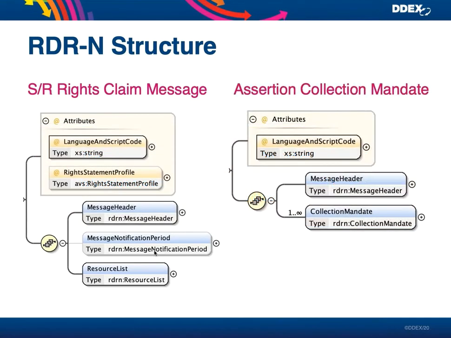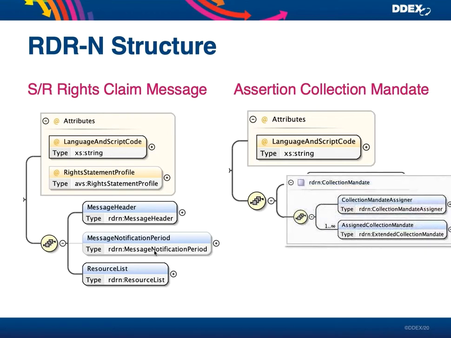The other message is this assertion of a collection mandate, which is much simpler, which is regarding the mandate for a performer. You have the same message header and then just the collection mandate, what has been asked. And that mandate basically says who provides that and what the details are for the mandate. And we can have a look at that in a moment.